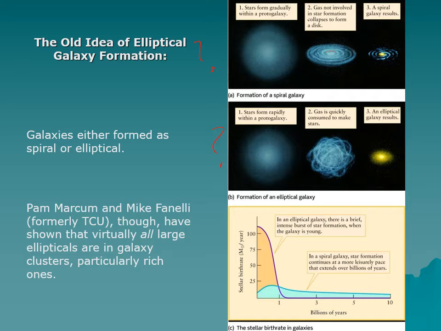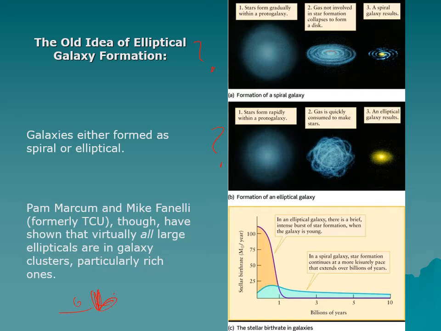And so what we're going to do is say, well, wait a minute, maybe that's not what happened. A couple of friends of mine, Pam Markham and Mike Finelli, who used to be at TCU and now both work for NASA, were studying a large number of elliptical galaxies, and they found that almost all of these galaxies showed evidence of a collision in the past. They were all part of systems that had collisions. There were only a few of them that weren't. And so that suggests that most galaxies probably form as spirals, have collisions, and then become ellipticals.